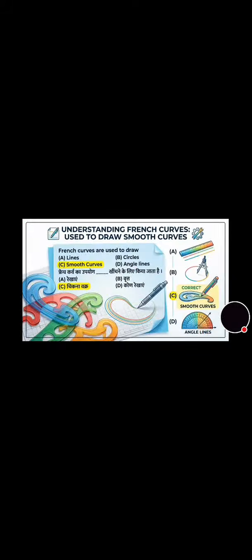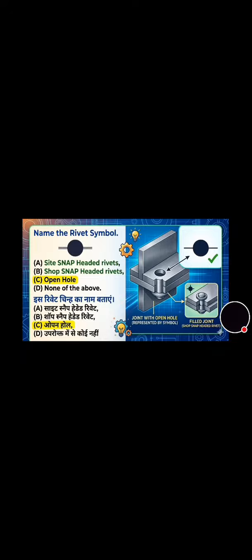And now start with the question number 1. French curves are used to draw what: lines, circles, smooth curves or angle lines? And its correct answer is option C, that is smooth curves. Now move towards the next question. Name the rivet symbol. By watching the figure, you can recognize which symbol is this. And its correct answer is option C, that is open hole.